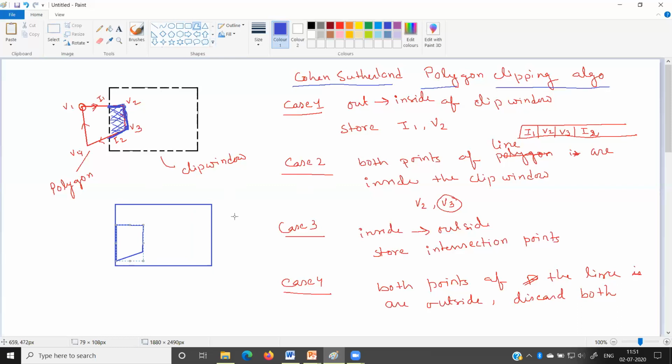Okay, so this will be your clipped polygon. Fine. So in this way, the Cohen-Sutherland polygon clipping algorithm can clip any polygon with respect to any clip window. Now, the next algorithm which we will discuss is called the Wheeler-Atherton polygon clipping algorithm. Okay.